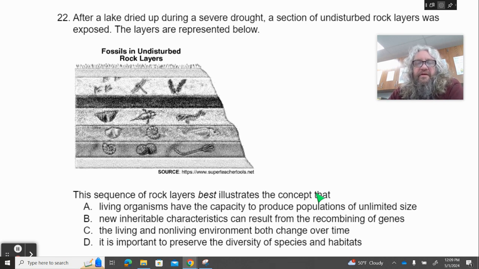Number 22. After a lake dried up during a severe drought, a section of undisturbed rock layers was exposed. The layers are represented below. The sequence of rock layers best illustrates the concept that A, living organisms have the capacity to produce populations of unlimited size. B, new inheritable characteristics can result from the recombining of genes. C, the living and non-living environment can both change over time. Or D, it is important to preserve the diversity of species and habitats.